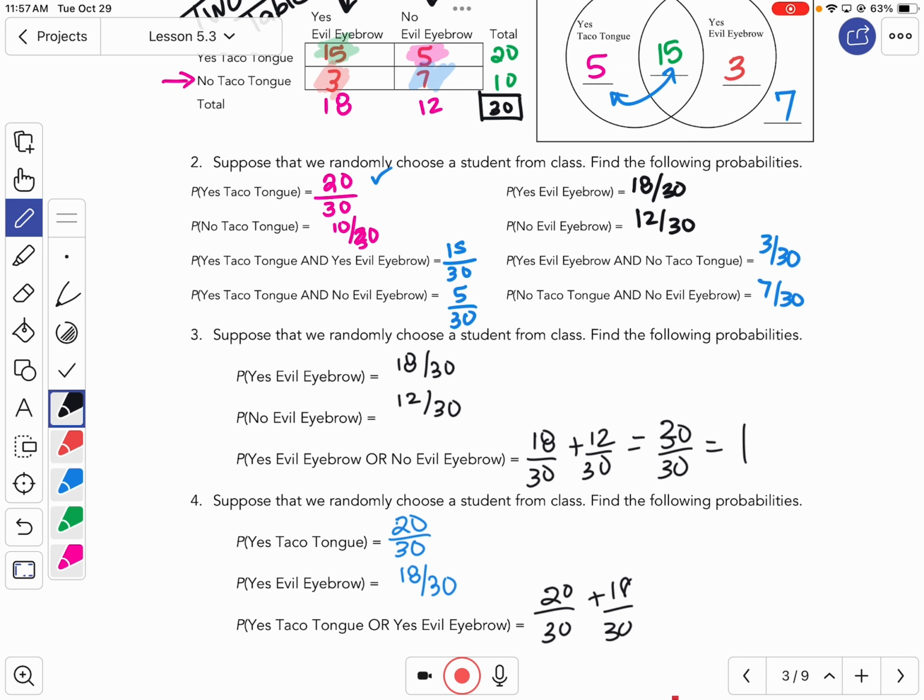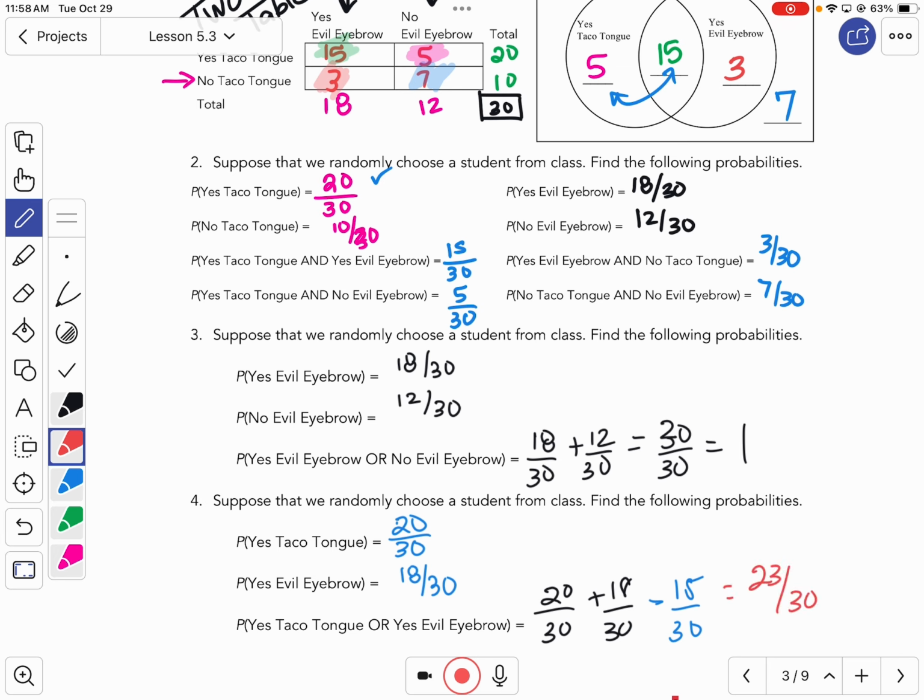So we have to take out anybody that would be counted twice. Who do you think are the people that might be counted twice? The people who can do both. The people in the middle, the middle of my diagram. So I'm going to take out those people that can do both because I only want to count them once. I don't want to count them in both. So we're going to take that out, and then that leaves me with 23 out of 30.